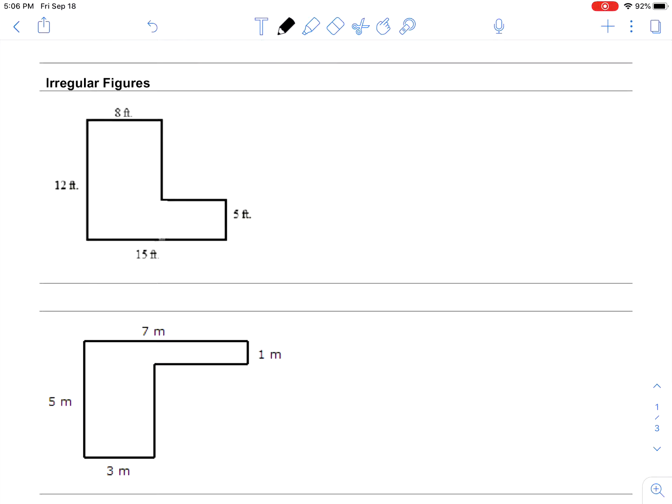So we're going to be talking about first irregular figures that look something like this. So when I see this shape, I want to find its area, and I want to find its perimeter. Okay? So to find the area, we're going to start with that.